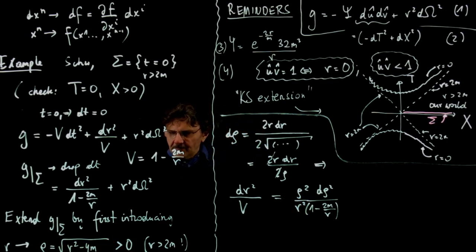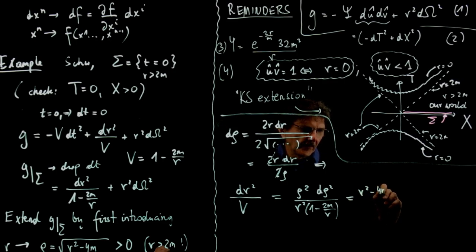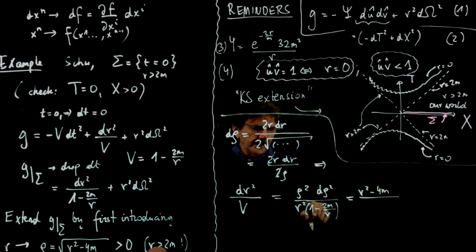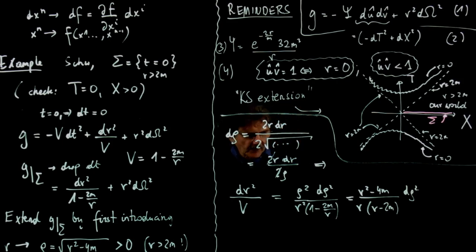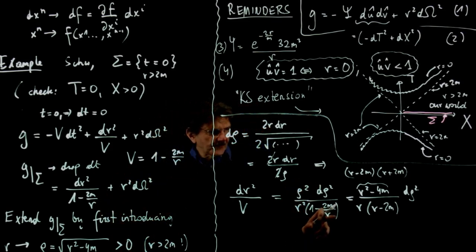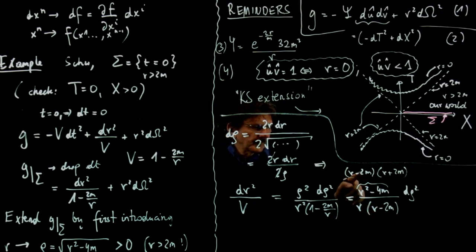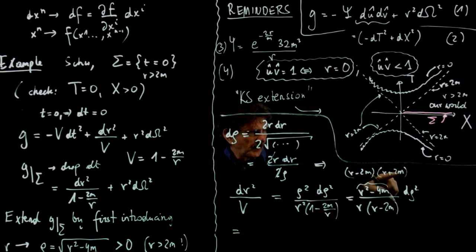Good. So now r squared is easy. So it's r squared minus 4m squared. One r I can absorb here. I get r times r minus 2m d rho squared. But this thing factors out as rho squared equals r minus 2m times r plus 2m. So this r minus 2m factor, which was the annoying thing, right? So r minus 2m is always the bad guy. This one is going to cancel out. And so we get r plus 2m over r.